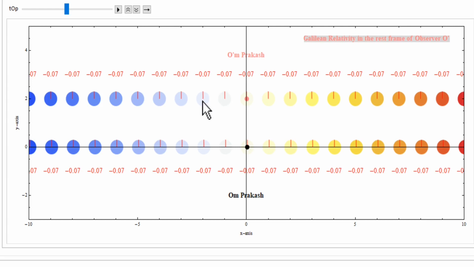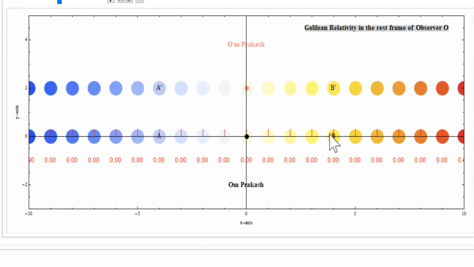However, the crucial difference between Galilean relativity and special relativity is what happens to the speed of light. Let's try to understand that next.